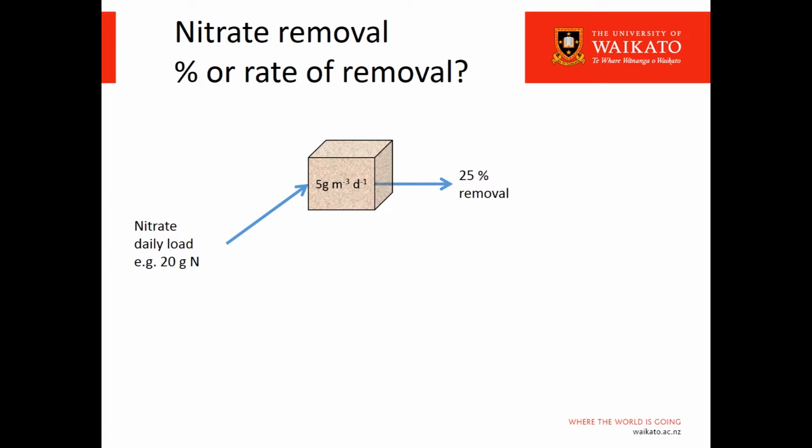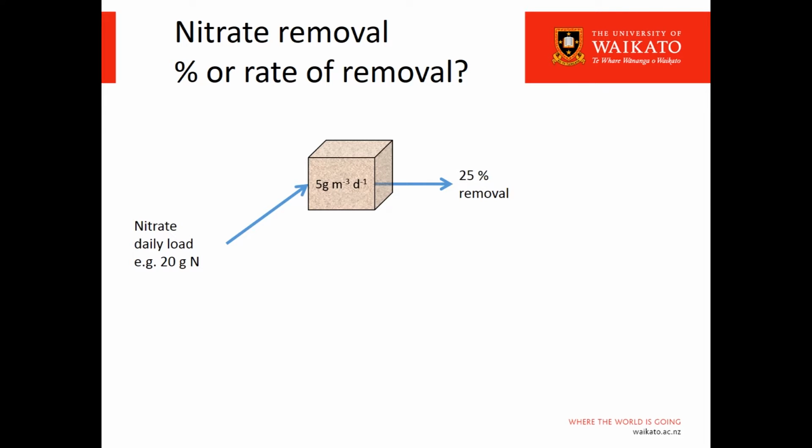This is the way I like to think. If you have a load of 20 grams of nitrogen coming in or off a system per day, and you put in, in my case, a wood chip bioreactor, they can remove about 5 grams of nitrogen per cubic metre of wood chips per day. That's about the number. So if you put in 20, take away 5, then you end up with 15, you get 25% removal.